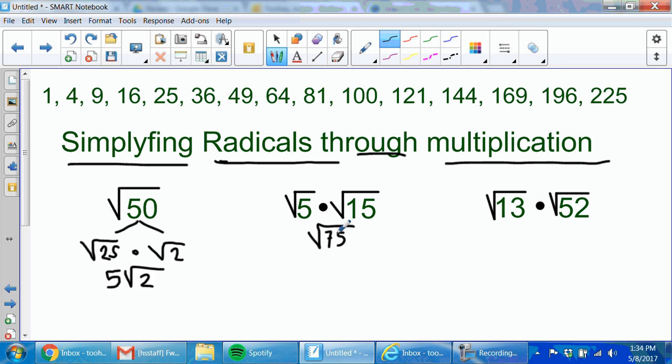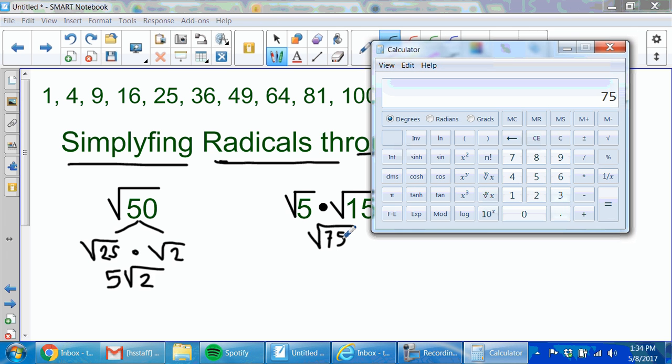Well, I'm going to cut it in half. Half of 75 is about 37 and a half. So that means I'm going to start looking by doing 36. I'm going to do 75 divided by 36. No. 75 divided by 25. Yes, that creates an integer.